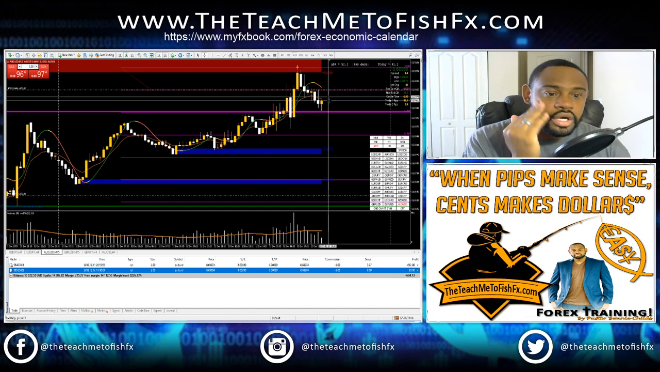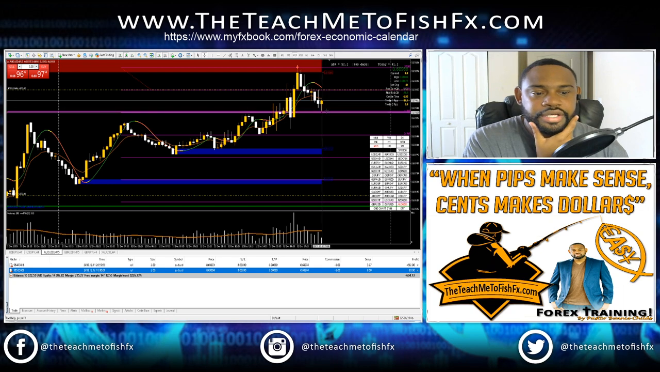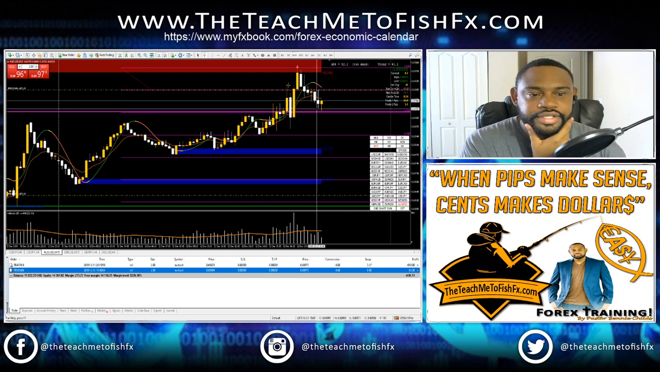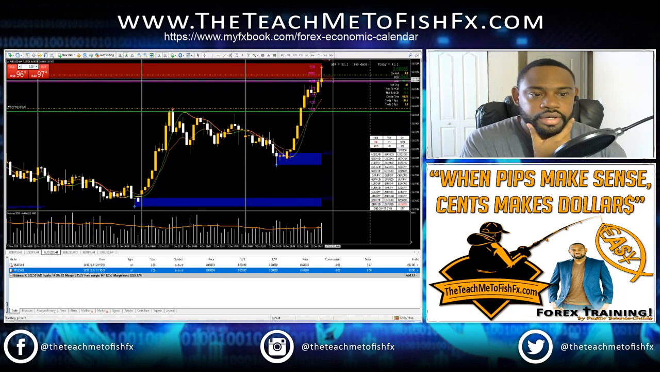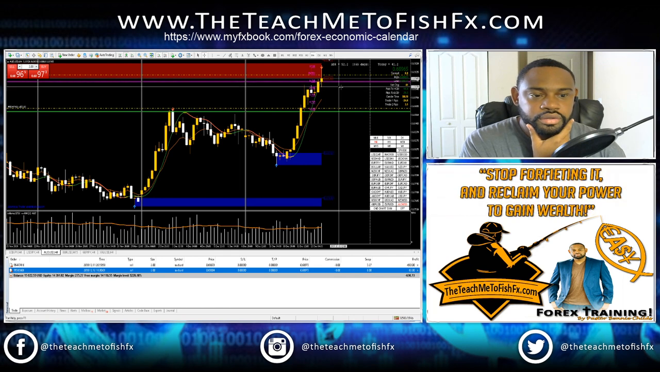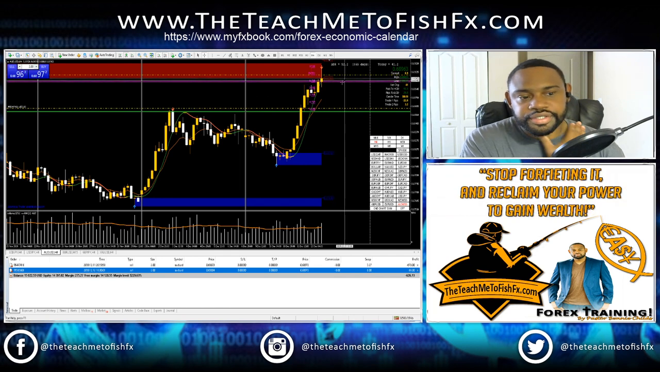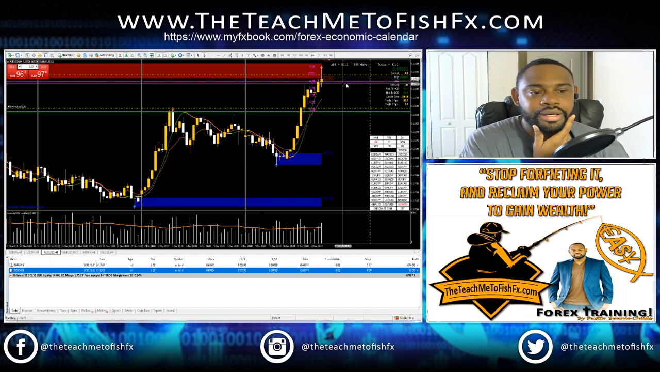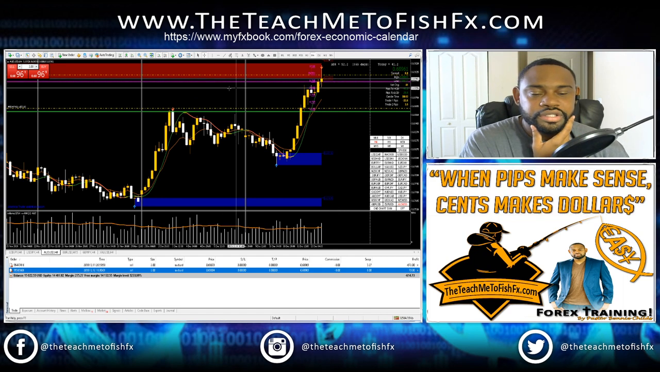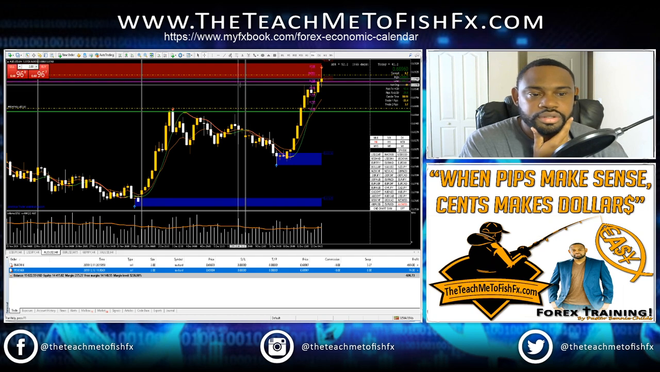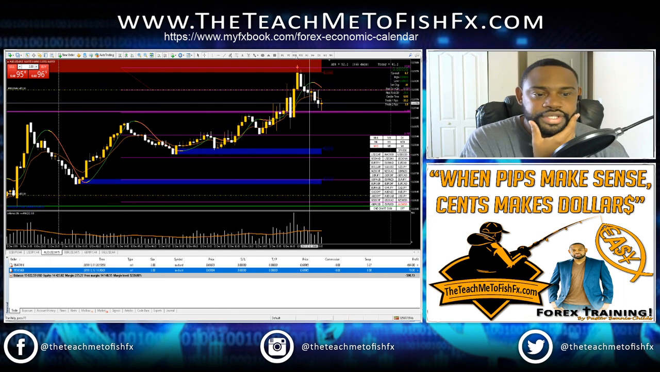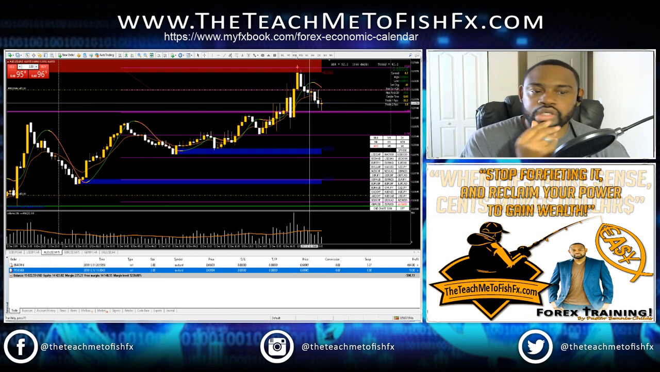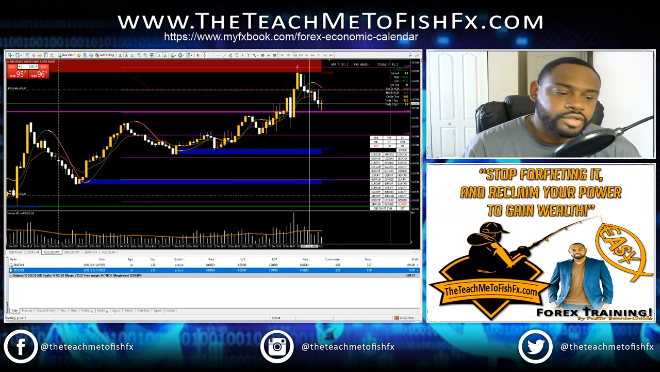So you guys can see where they're just bouncing around at this one support level right here, this high volatility price point here. So they're kind of hesitating right there. So we'll see what they're gonna do, and we're gonna keep it moving.